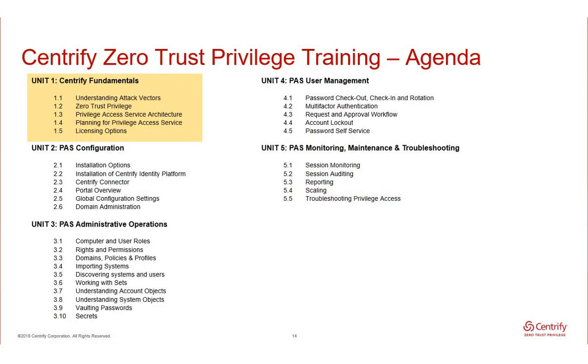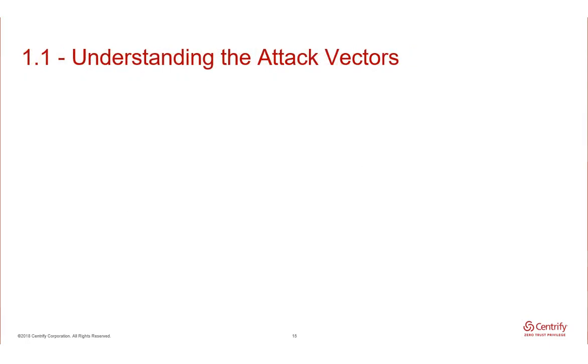In this unit, we're going to focus on some of the fundamental aspects of identity management and specifically how identities are compromised. We'll take a look at the attack vectors and how Centrify uses the zero trust model to protect the infrastructure. We'll then take a brief look at the privileged access service architecture, its planning and installation considerations before breaking down the installation process. So let's start with the attack vectors.